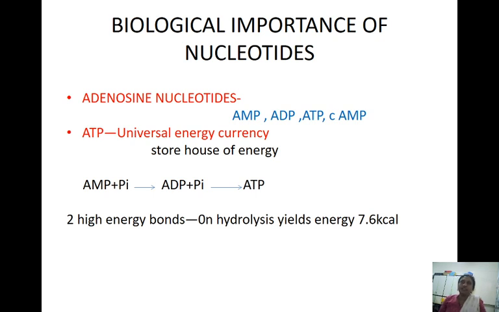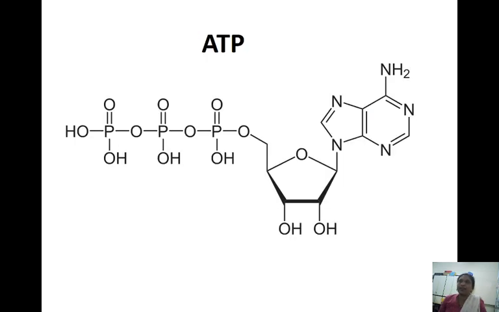Now in the structure of ATP, two high energy bonds are there, two acid anhydride bonds. Each one on hydrolysis yields more than 7.6 kilocalories of energy. So you know the reactions. ATP is hydrolyzed to ADP and Pi with the release of 7.6 kilocalories of energy, and ADP is further hydrolyzed to AMP and inorganic phosphate, again releasing 7.6 kilocalories of energy.